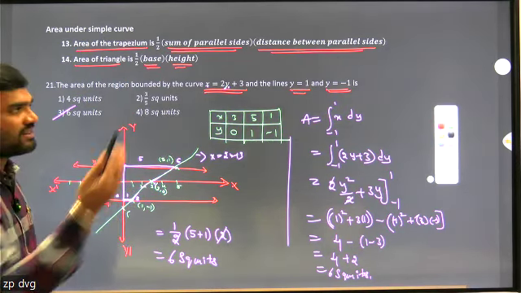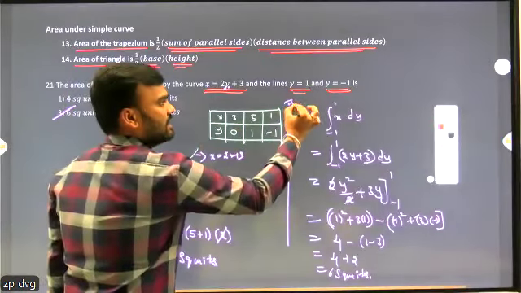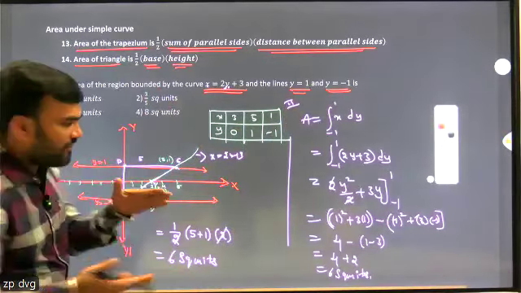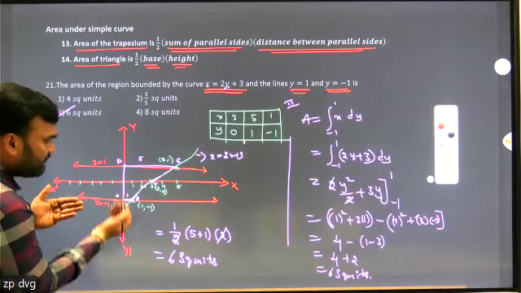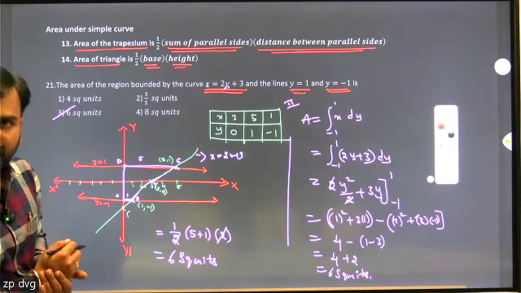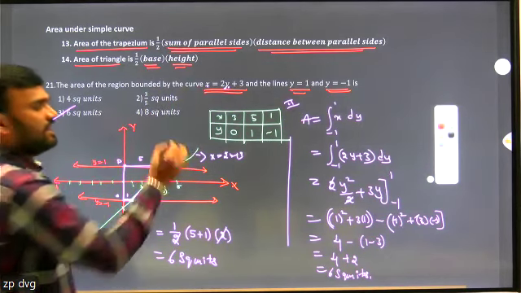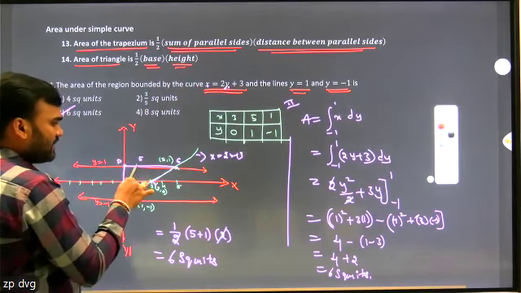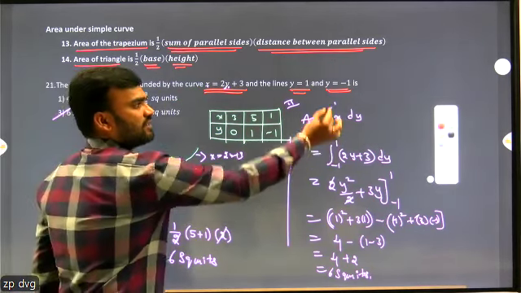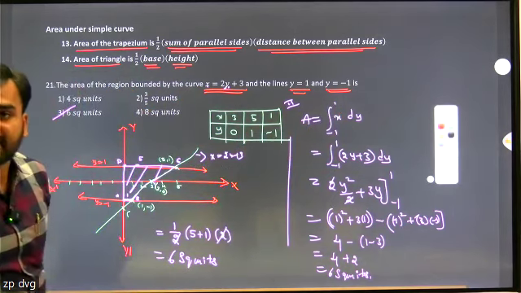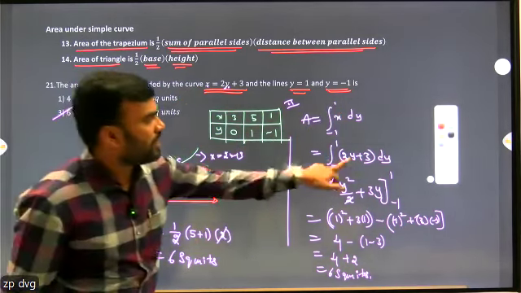Otherwise, we go for the second method. Limits in terms of y means the equation is in terms of x. The limits are -1 to 1, and the equation should be in terms of x. We have to find the required area of this region. Hence A is equal to the integral from -1 to 1 of x dy, where x is 2y plus 3, dy.